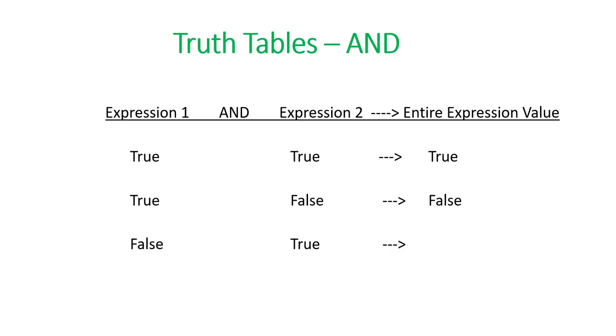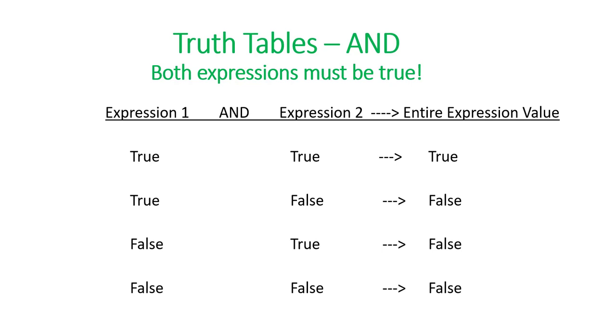Let's take a look at this. What if the first one was false but the second one was true? In an AND situation, the entire expression value is false. We got one more combination to look at: what if they're both false? Well, if they're both false, then the entire thing is false. So one thing I want you to realize, in an AND situation, both expressions must be true in order for the whole thing to have a true value. Anything else is going to give it a false value. These are called truth tables.